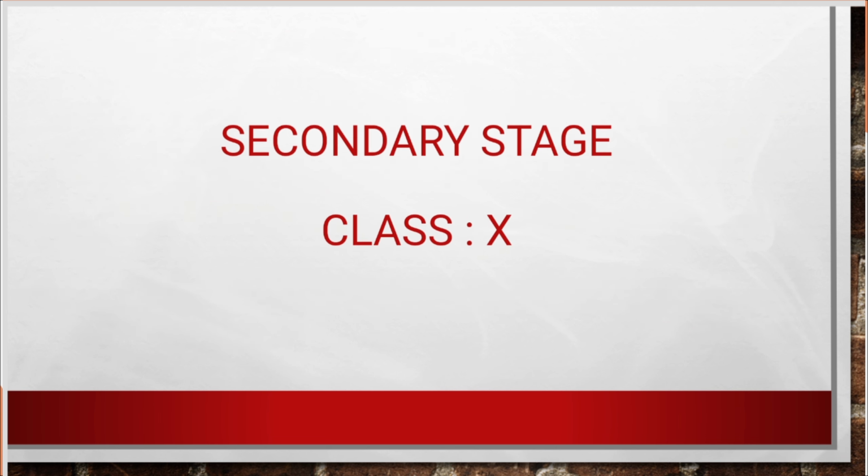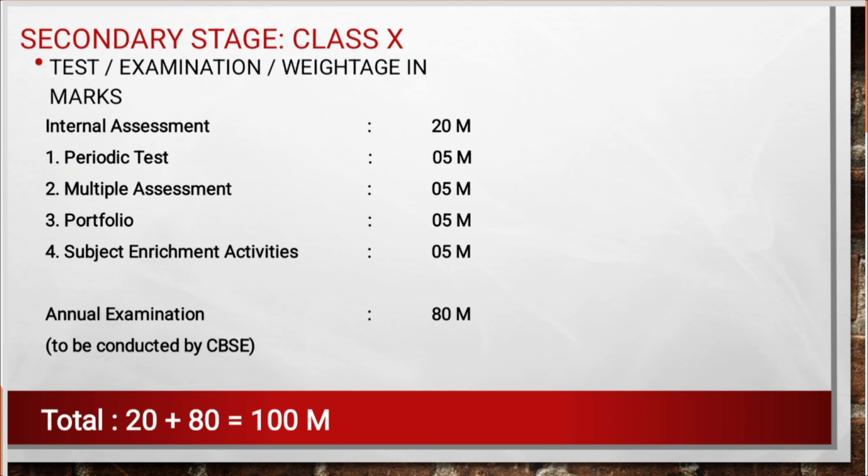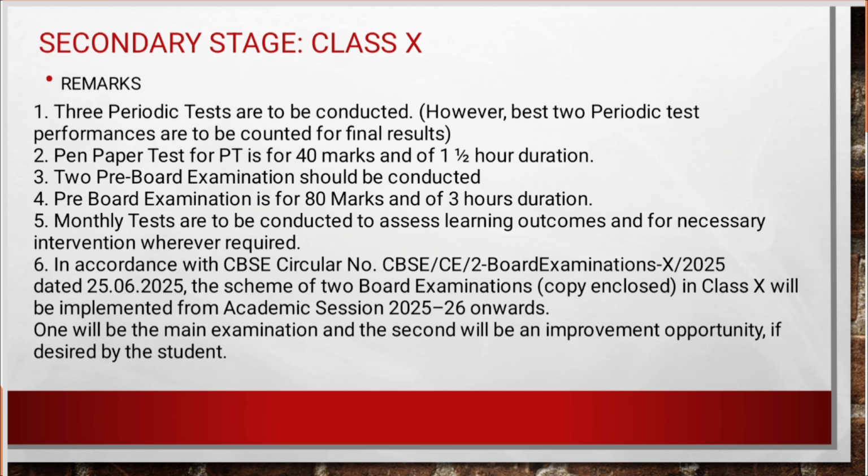Now let's see class 10th. This is also the second stage. Class 10th and 9th have the same marks distribution: internal 20 and annual exam 80 marks. This annual exam will be the board exam, which will be conducted by CBSE, and the internal 20 marks has the same bifurcation, meaning 5 marks periodic, 5 marks multiple assessment, 5 marks portfolio and 5 marks subject enrichment activity, which should include art integrated activity. It's the same as class 9.